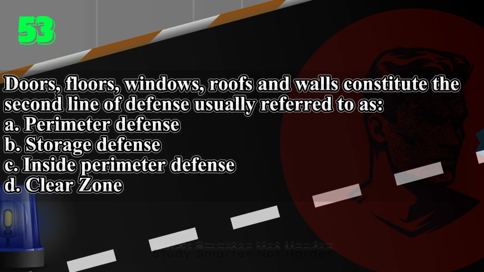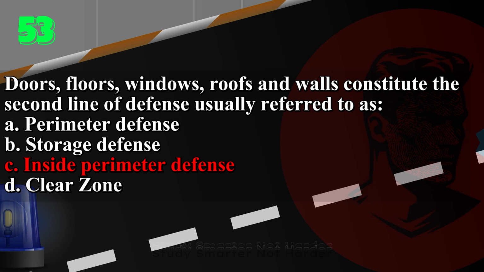53. Doors, floors, windows, roofs, and walls constitute the second line of defense, usually referred to as A. Perimeter defense. B. Storage defense. C. Inside perimeter defense. D. Clear zone. C. Inside perimeter defense.